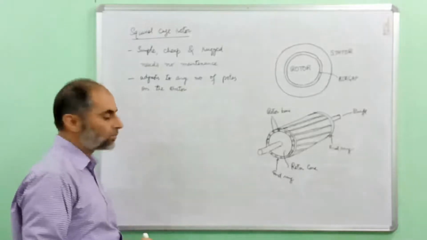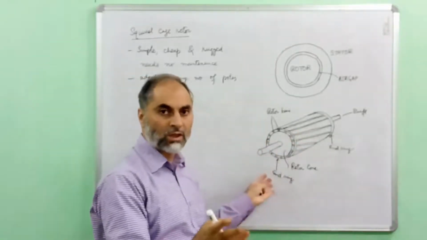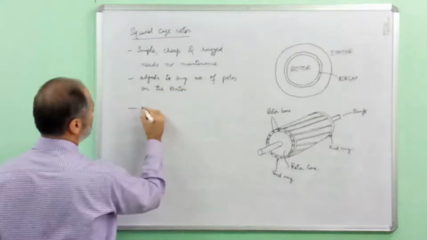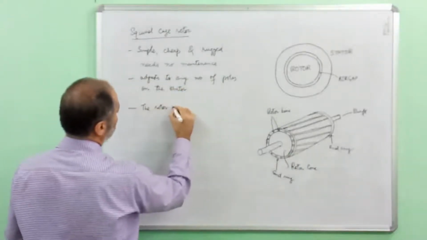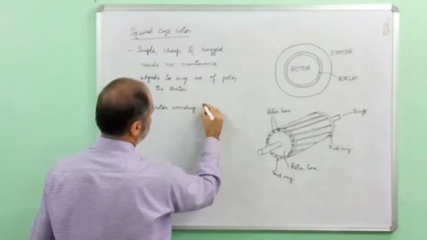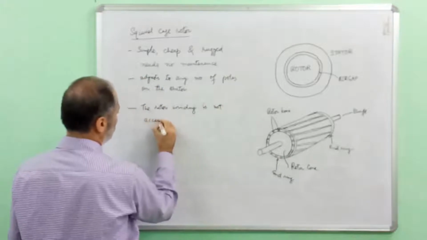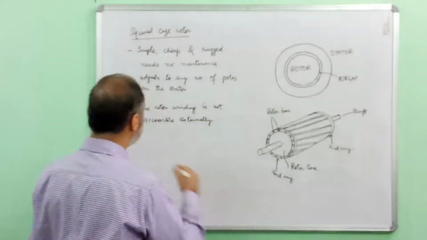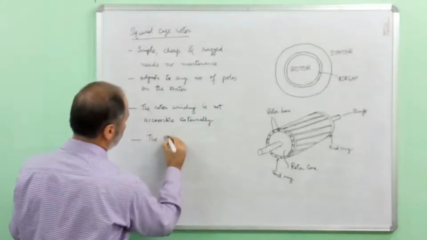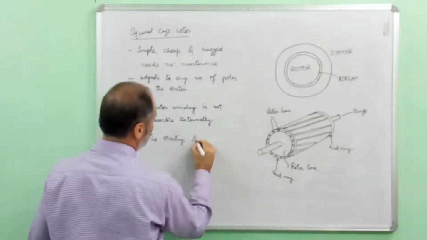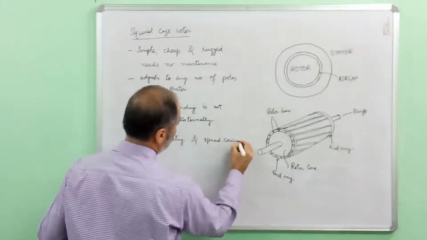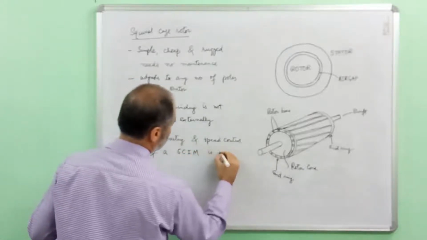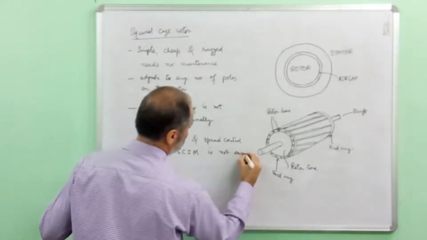But this winding has a drawback, that since the rotor winding is not accessible externally, it is shorted inside, you cannot access the rotor winding externally, and hence the starting and speed control of a squirrel cage induction motor is not easy.